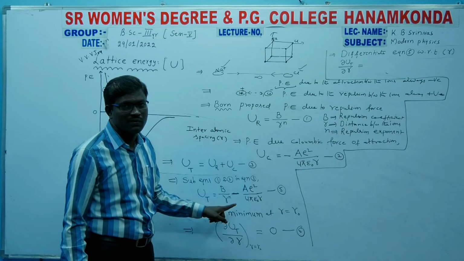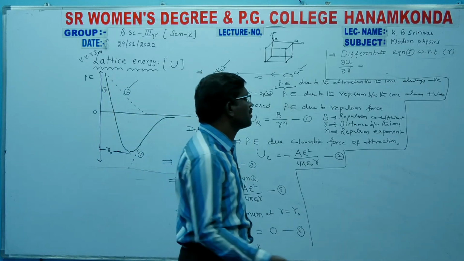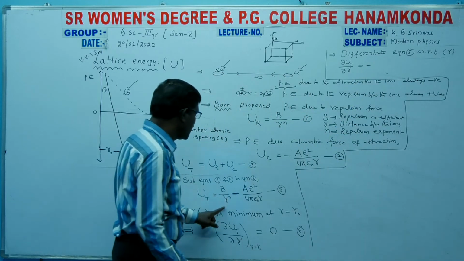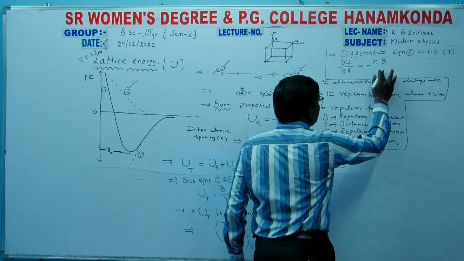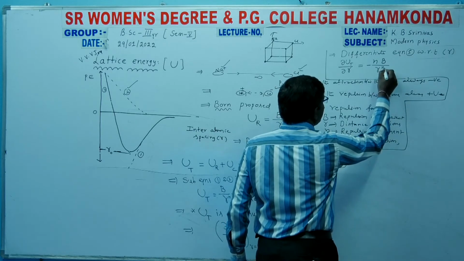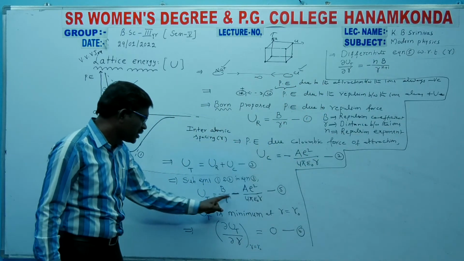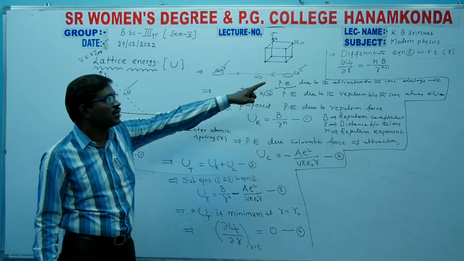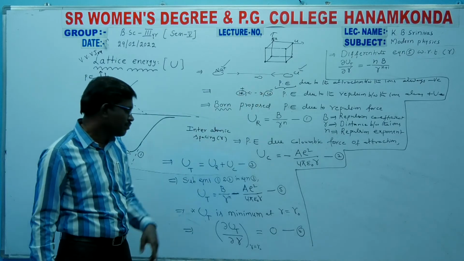What is the differentiation of 1 by r^n? Minus n by r to the power of n plus 1. I think everyone is familiar with this differentiation. Minus n into, already we are having b, minus n into b whole to the power of n plus 1. Clear? Right. I have differentiated 1 by r^n with respect to r, so that the equation becomes minus n by r to the power of n plus 1.